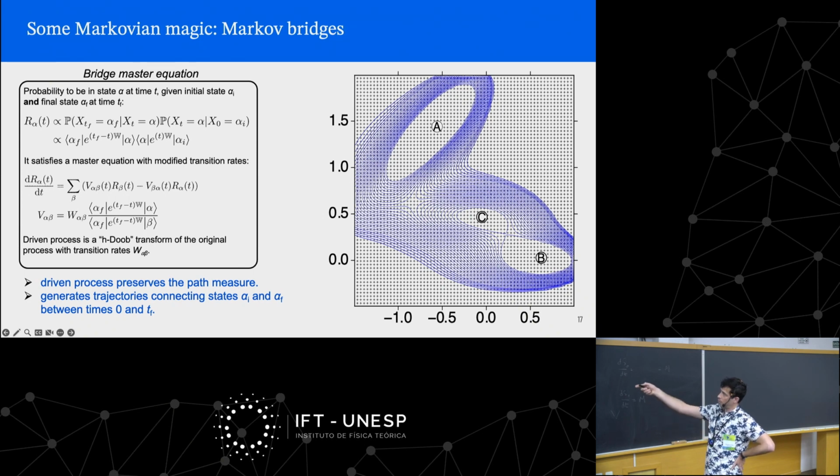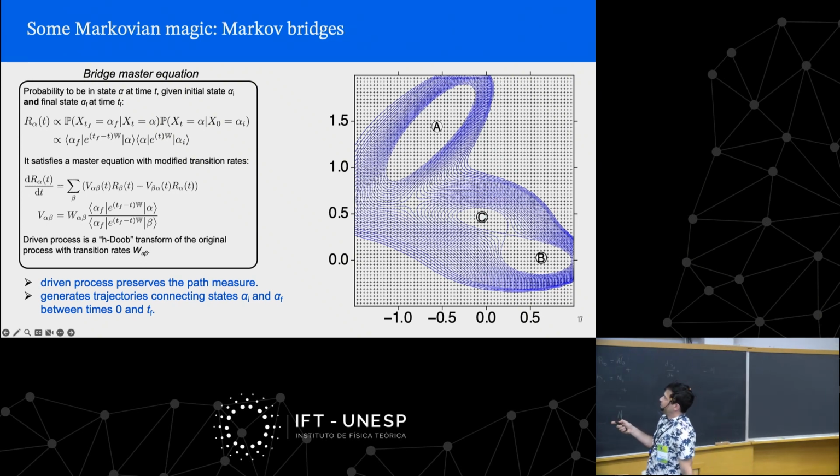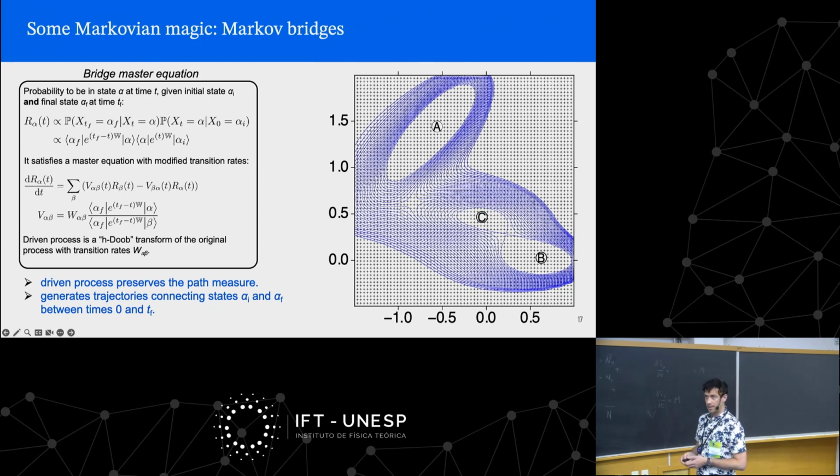I discovered along the way that this has a name in the mathematical literature. This is actually called the Doob h-transform. It's named after a Dutch physicist. What's important about it is this is sort of an effective process, which is conditioned to the end state, but very interestingly, it preserves the path measure. So before I said it preserves the statistics, which is true, but mathematically you can show that it preserves the path measure of the original process I was studying before. And with that, you can now generate trajectories which connect the initial state to the final state.